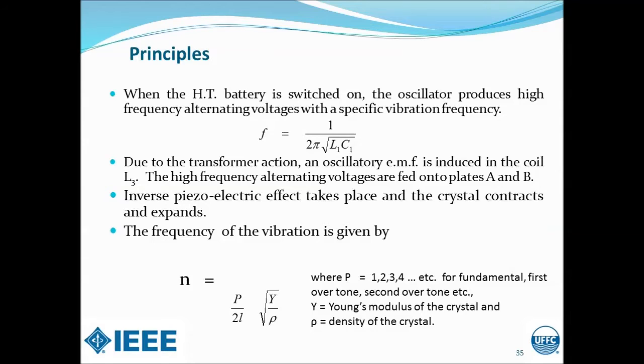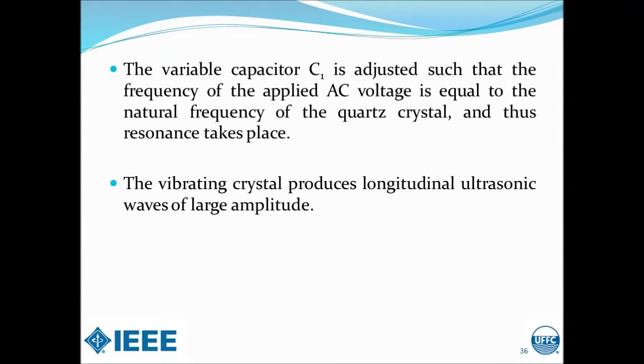The frequency of vibration is given below. The variable capacitor C1 is adjusted such that the frequency of the applied AC voltage is equal to the natural frequency of the quartz crystal, allowing resonance to take place. The vibrating crystal produces longitudinal ultrasonic waves of large amplitude.